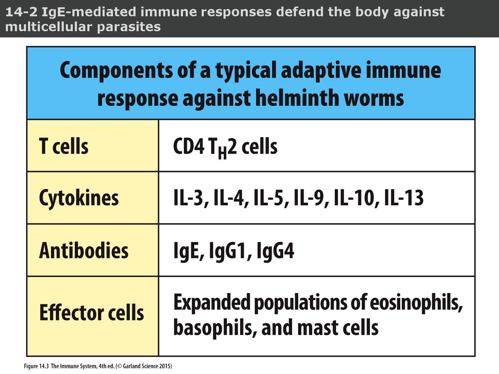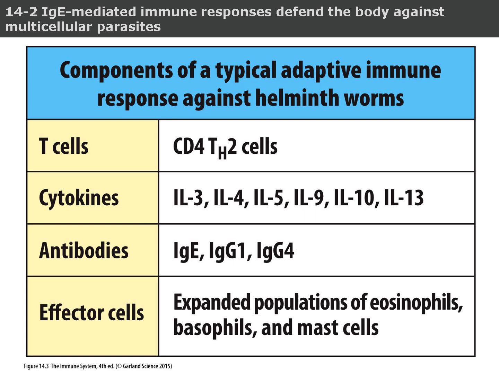The antibodies produced during the response include immunoglobulin E, immunoglobulin G1, and immunoglobulin G4. Immunoglobulin E, in particular, is crucial for arming mast cells, basophils, and eosinophils to attack the parasites. The effector cells involved in the response include expanded populations of eosinophils, basophils, and mast cells. These cells release toxic mediators that can damage and expel helminth worms from the body.